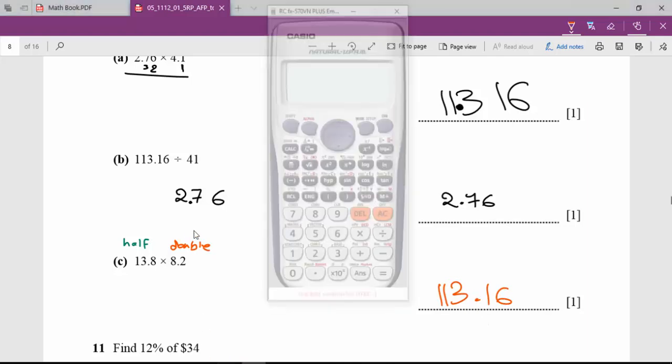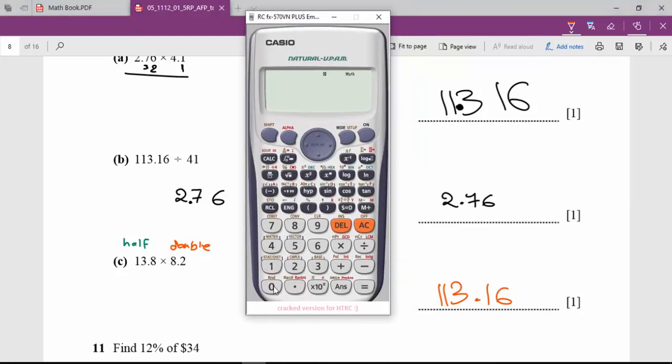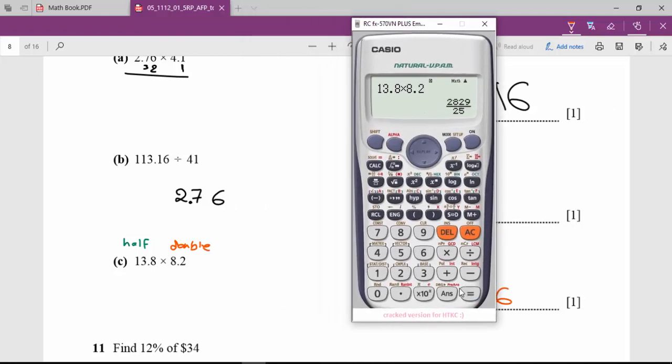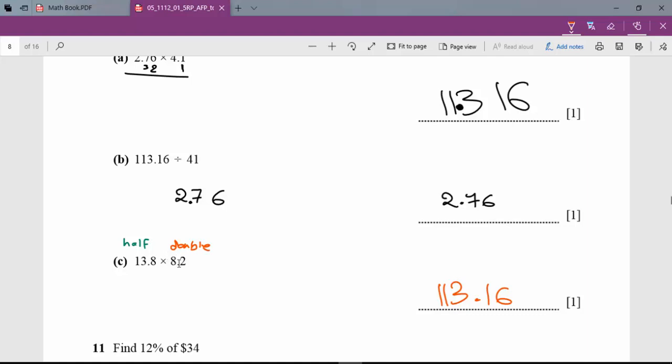To check this, look, just to show you, 13.8 times 8.2. Whenever in checkpoint papers the question gives you a fact, this fact saves time for you. Look, 113.16, because one of them became double and the other one became half.